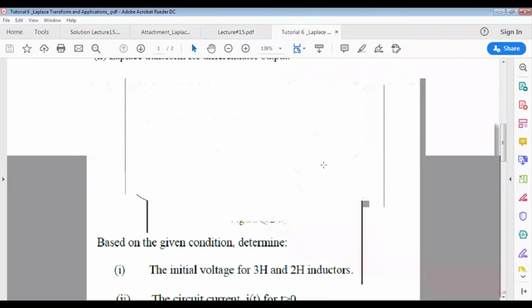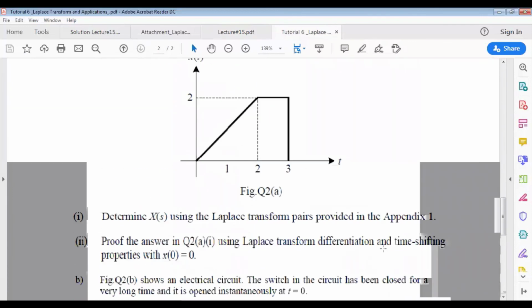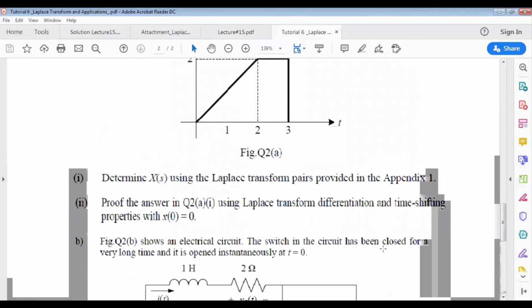For your information, all of these questions are extracted from the test and final exam questions. So please try this on your own. If you face any problem with the solutions, you can contact me anytime.